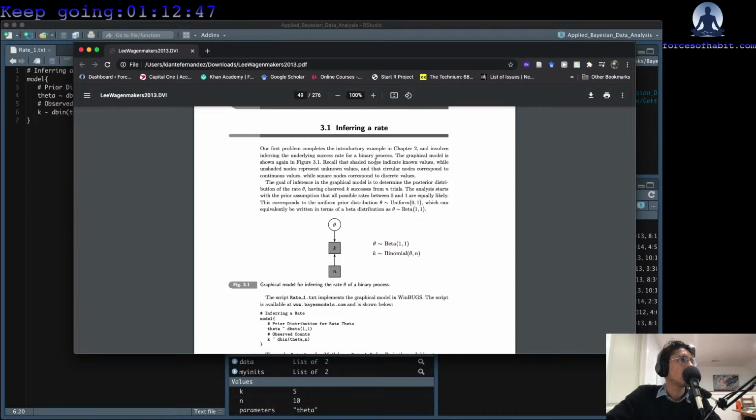So shaded means known values. Oh, one other thing, it's circular versus square. Circular values are continuous and square are discrete, so counts and such. And then we have a continuous distribution, or a continuous parameter. All right, so let's see if we can just run this and see what happens.